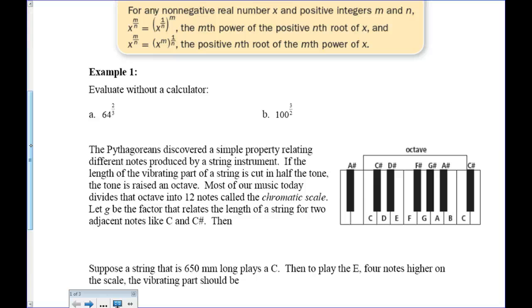Okay, so I can write this as 64 to the 1/3 to the second. Now I'm choosing to take the third root of it first because it makes it a smaller number. Then I'm going to square it. I'd rather square my smaller number than square the 64. Okay? So the third root of 64 happens to be 4. If you take that to the second power, it's 16.